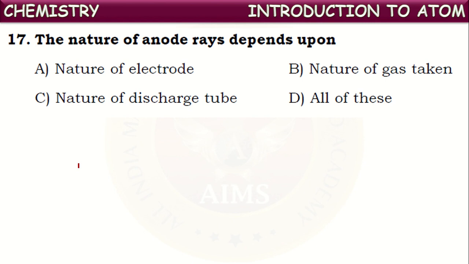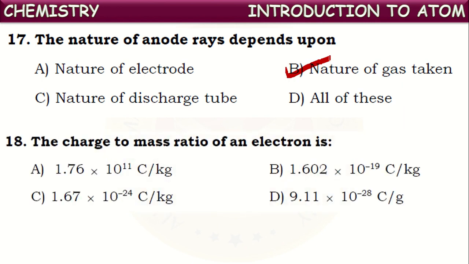Among all kinds of anode rays, the smallest anode ray particle is considered as proton. But all anode rays are not protons. They may contain protons and neutrons also. Right? Remember this point. Now, the nature of anode rays depends upon the nature of the gas taken in the discharge tube. Okay? Next one.